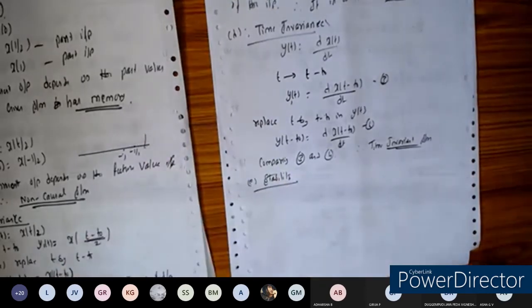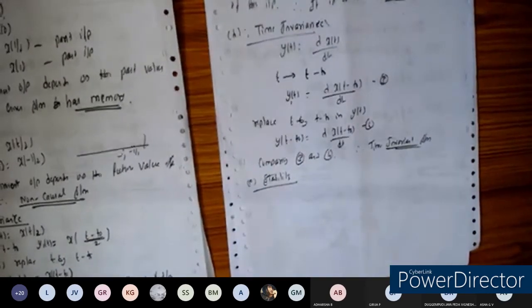Right. So stability, let us leave some space here. I'll do stability in the next class. So done.